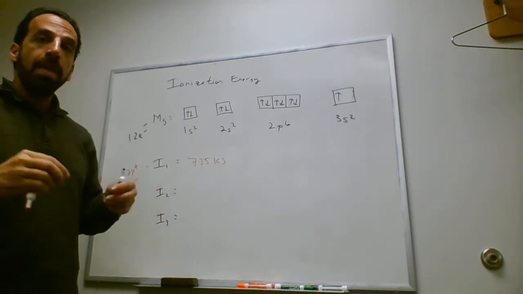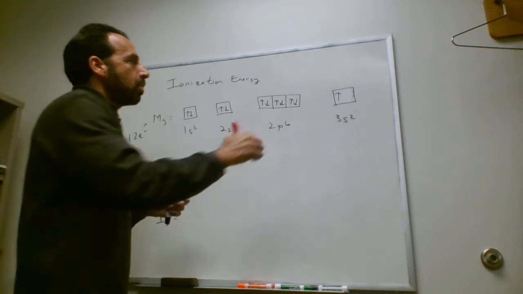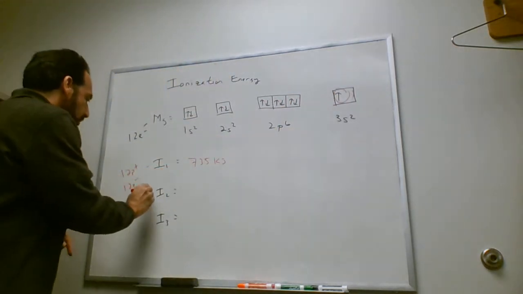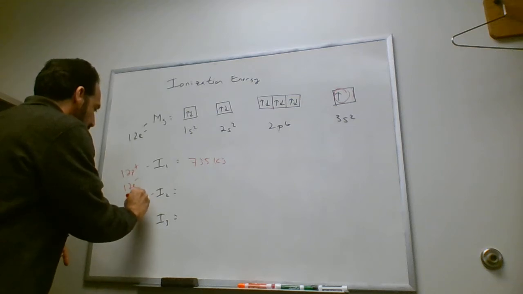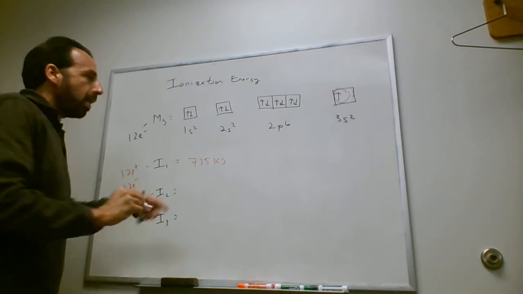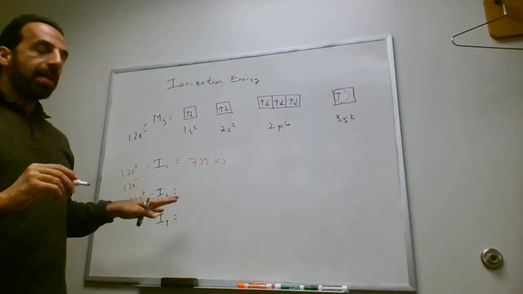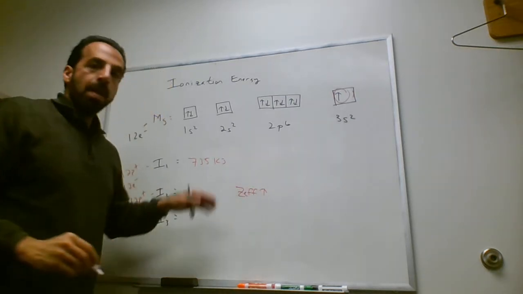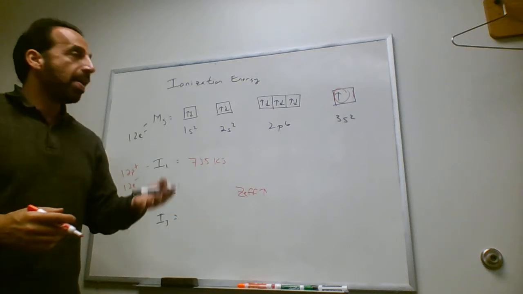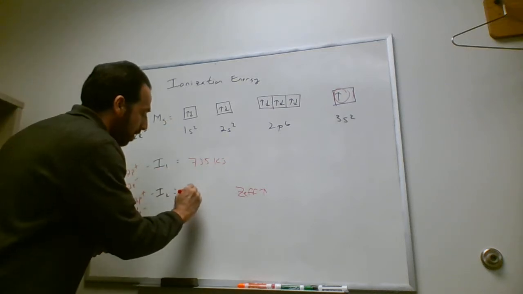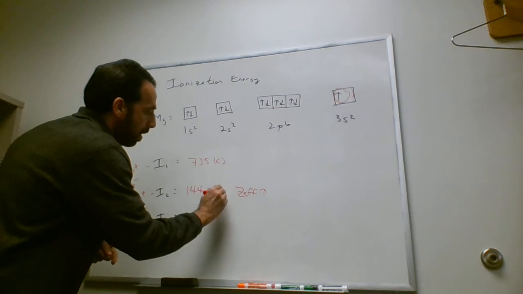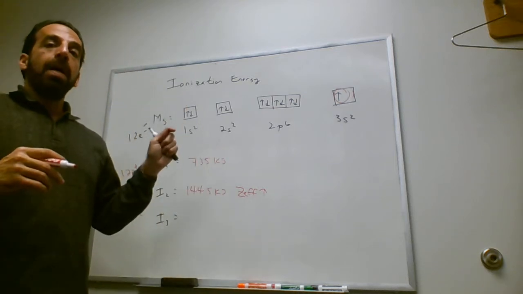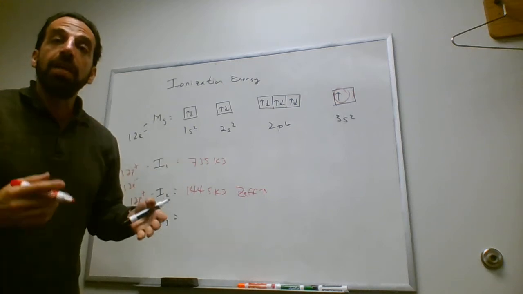The second one is to remove a second electron. So it's to remove this one right here. Now in this case, I still have 12 protons, but only 11 electrons. So the Z effective increases. So in this case, it's going to take more energy. In fact, it takes about 1,445 kilojoules of energy. So as Z effective increases, ionization energy is going to increase.